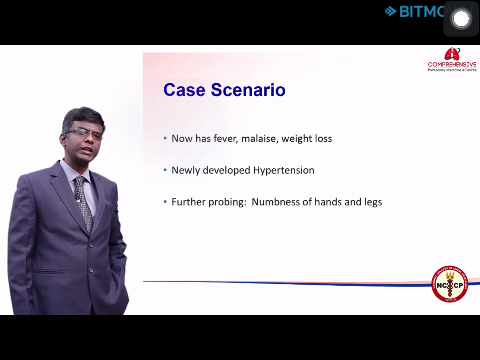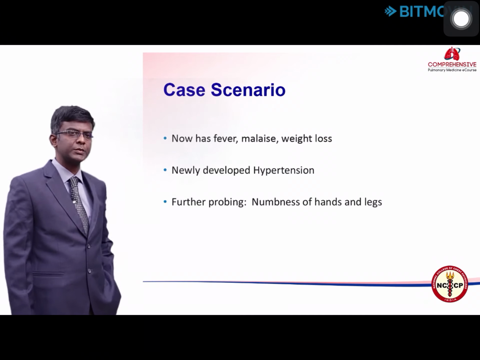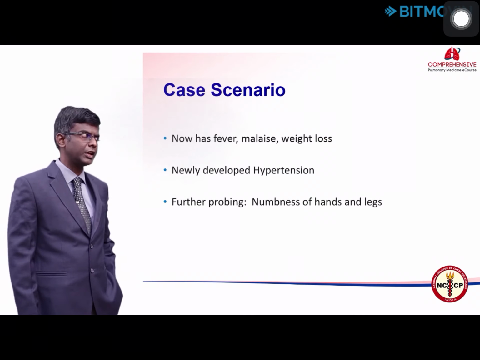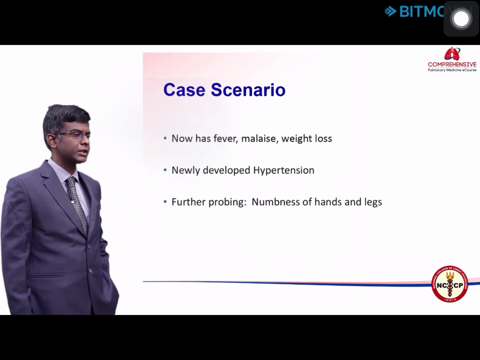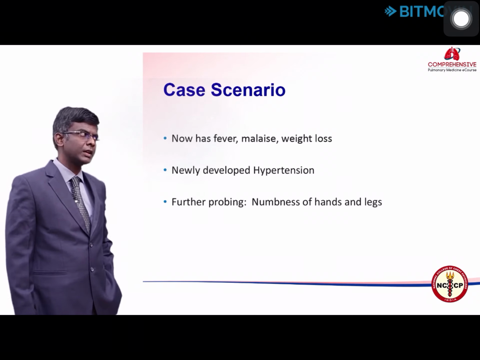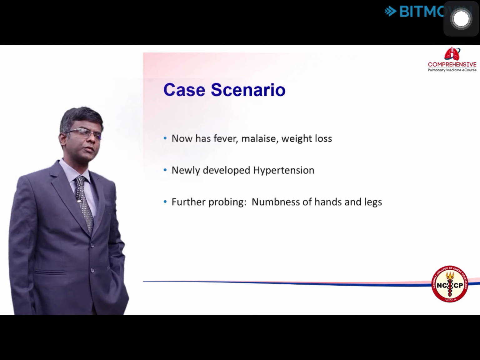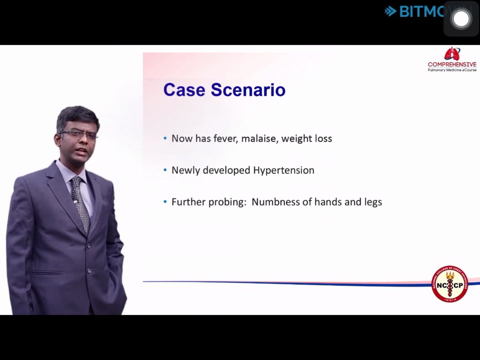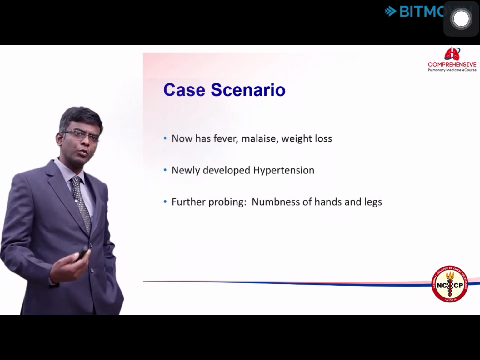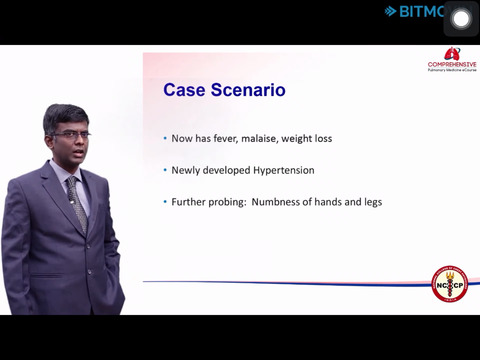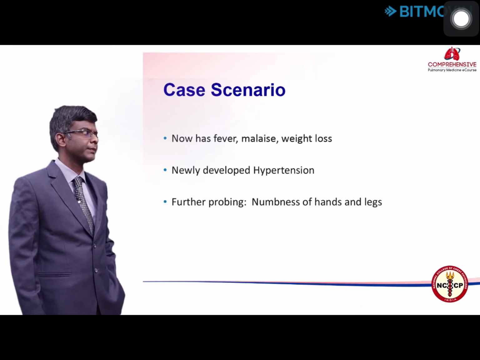And now lately he has developed systemic symptoms like fever, malaise, weight loss. He was detected to have new onset of hypertension, and on further probing he has numbness of hands and legs. So clearly something more is happening, more than his asthma or allergic rhinitis.